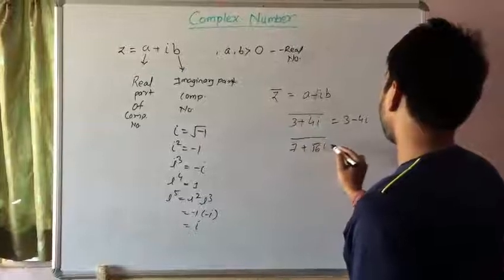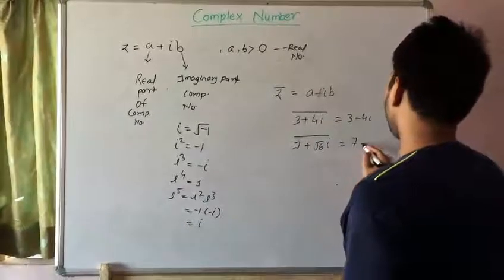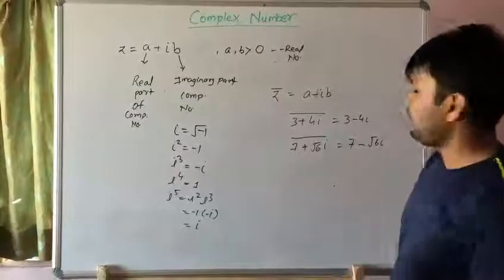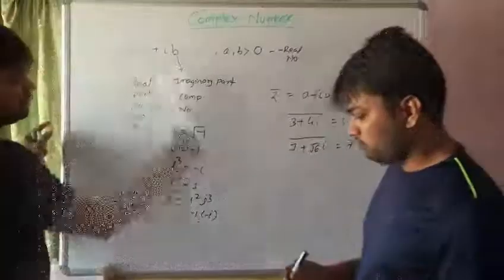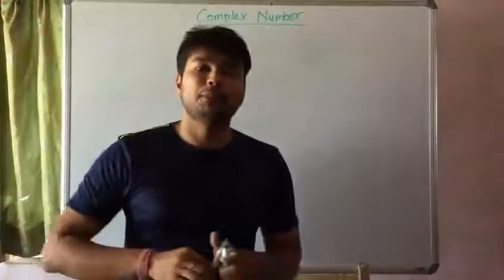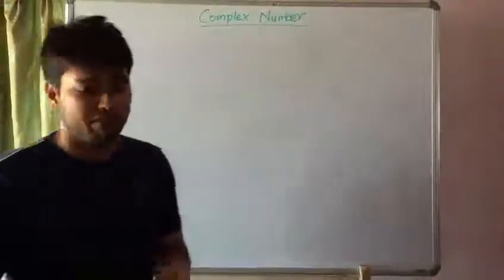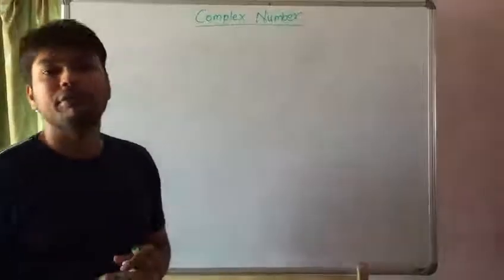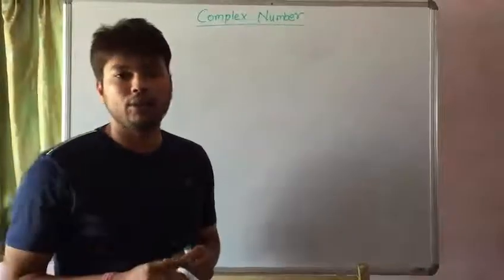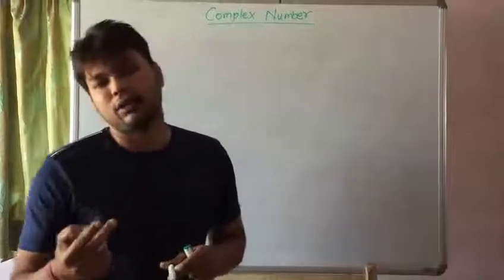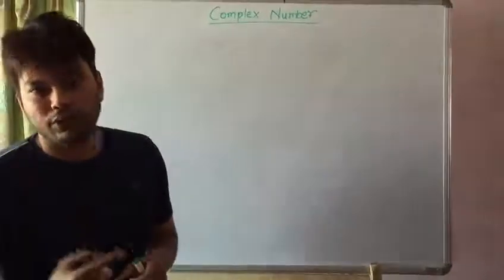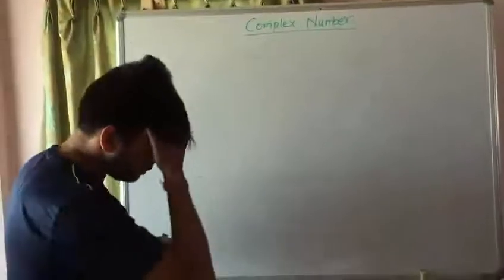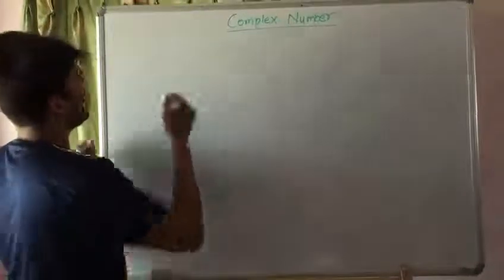Then if I take the conjugate of this, it will be 7 minus root 6i. Okay, and the next part will be the properties of the complex number. As we know, there are four properties of the complex number. The first one is addition, the second is subtraction, the third is multiplication, and the fourth one is division. I'm not going to write the properties, I'm just going to give a proof.